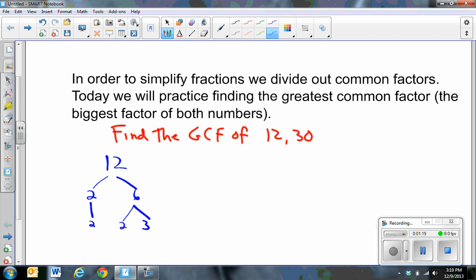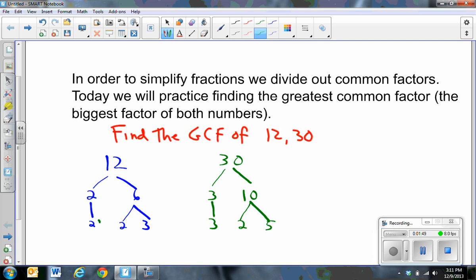And then for 30, do that in green. I'm going to start with 3, and I'm going to rewrite 30 as 3 times 10. Carry down my 3. Write my 10 as 2 times 5. Okay? So we've got them both written as their prime factorizations. Now we need to circle the numbers, the prime numbers, that are factors of each.